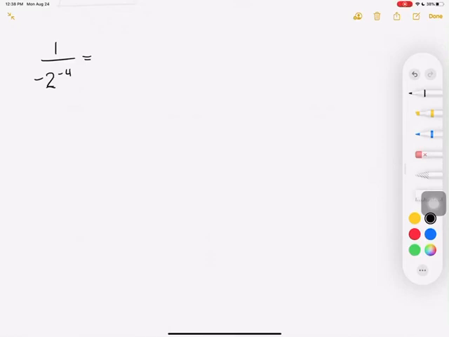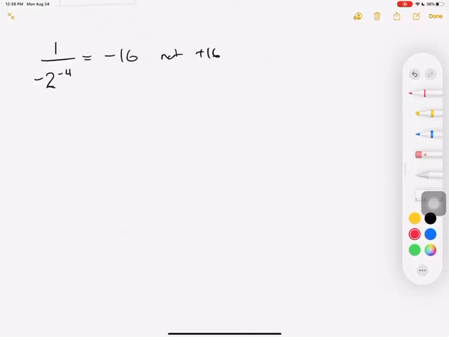Hello students, so for this example I have some people asking me why is the answer negative 16, and not positive 16. So let me explain how to solve this quick problem.